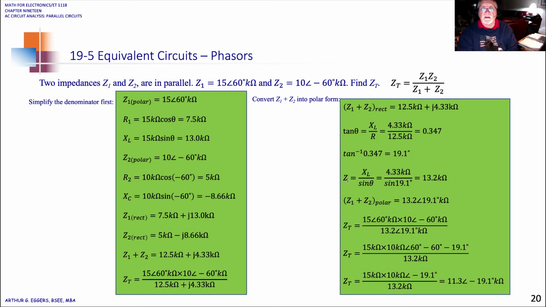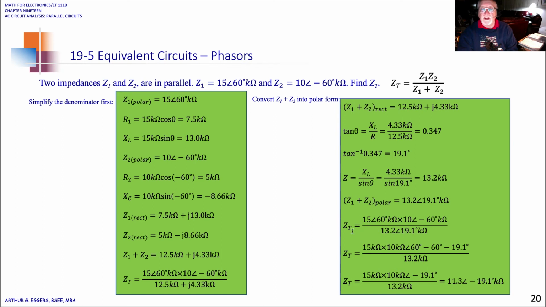So Z ends up being the definition of sine theta. Remember, sine theta is equal to X sub L over Z. It's the sides of the triangle, okay? Don't get confused by it. It's the sides of the triangle. 4.33 k ohms divided by the sine of 19.1 gives us 13.2 k ohms. That becomes our hypotenuse. So Z1 plus Z2 in polar becomes 13.2 k ohms at an angle of 19.1 degrees.